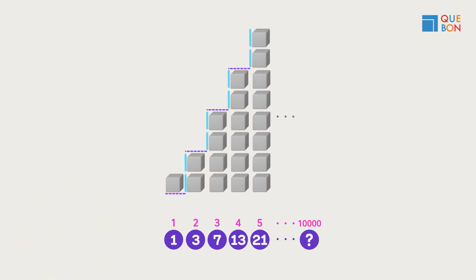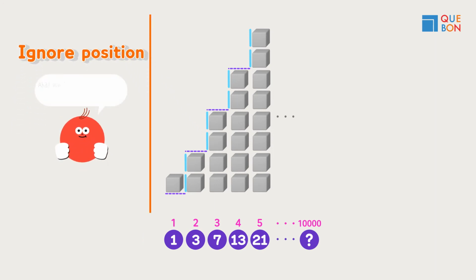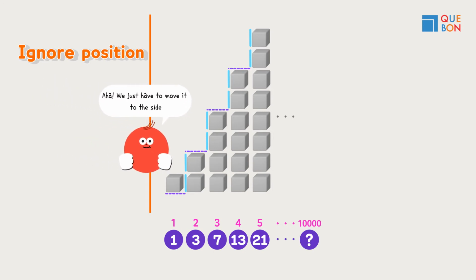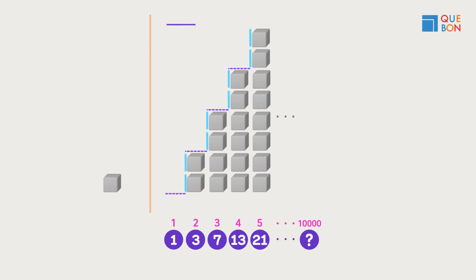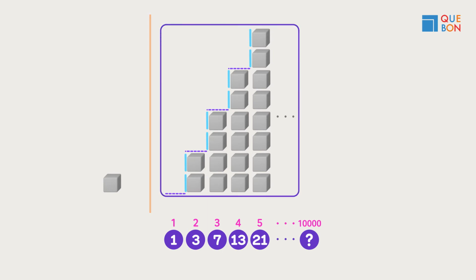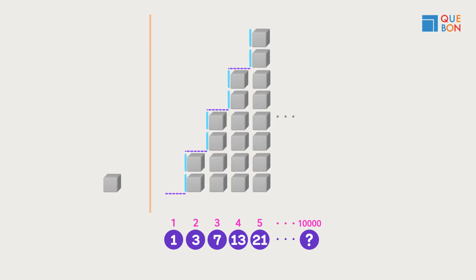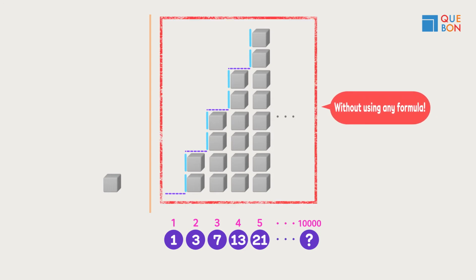Here's a hint. Ignore. Math is easier when you ignore a few factors. Here, we can ignore position. Look, the pattern works perfectly. To predict what the 10,000th number is, we need to know the total number of cubes here without using any formulas.